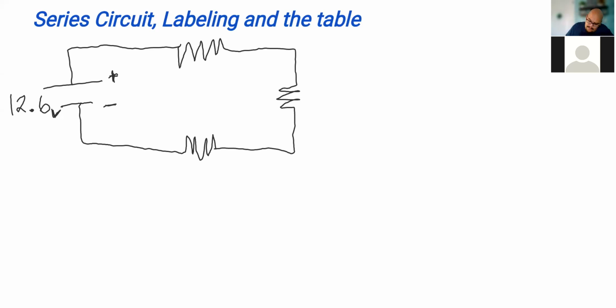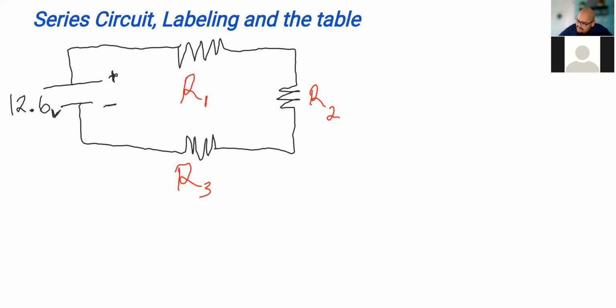Now, we have to label the resistors, and a resistor is labeled as R. Now there's a problem here. We have 3 capital R's, and we have to distinguish them in some way. So in order for us to distinguish them, we introduce a subindex. So that one's going to be R sub 1, R sub 2, and R sub 3.